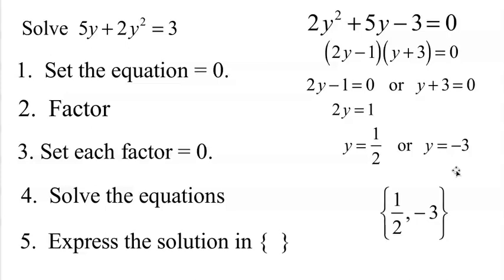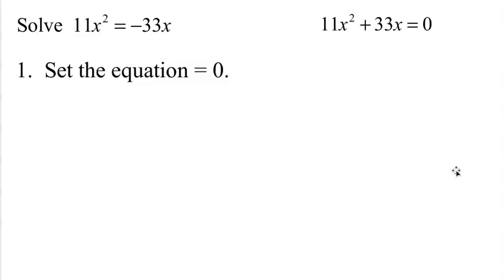Okay, our next equation is 11x squared equals negative 33x. First step, set the equation equal to 0. We'll add 33x to both sides and get 11x squared plus 33x equals 0. Next is to factor. Well, I don't need to use the factor box on this one because there is a common factor in each of those terms.